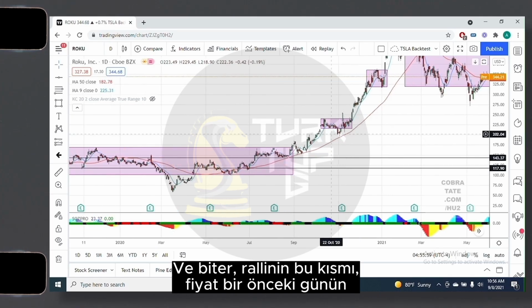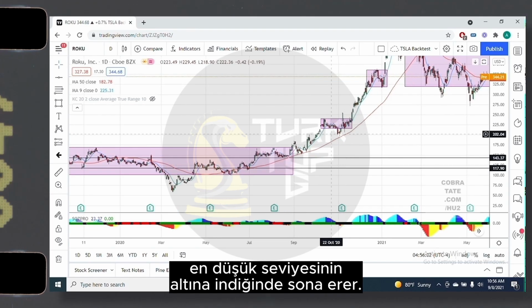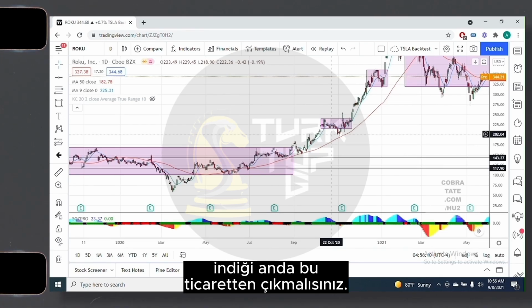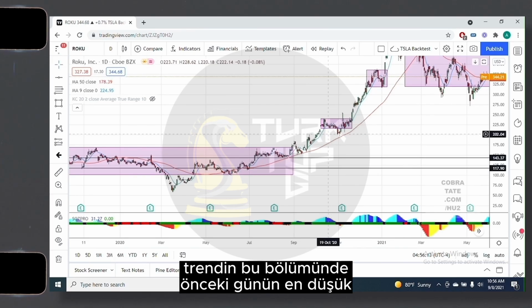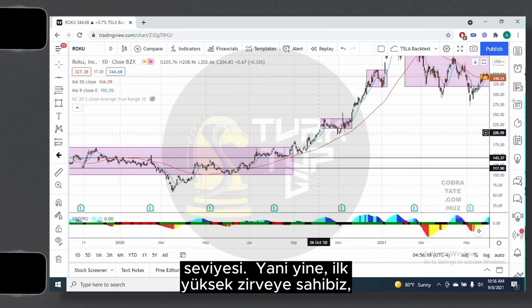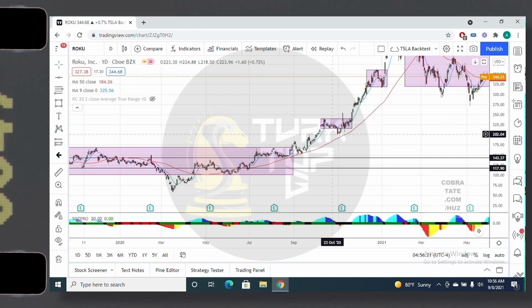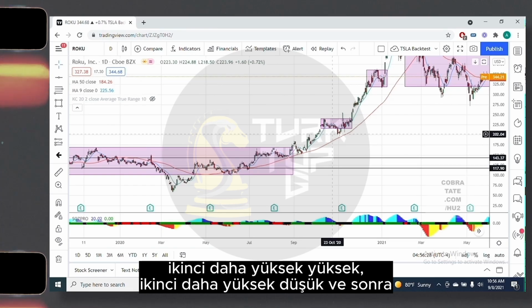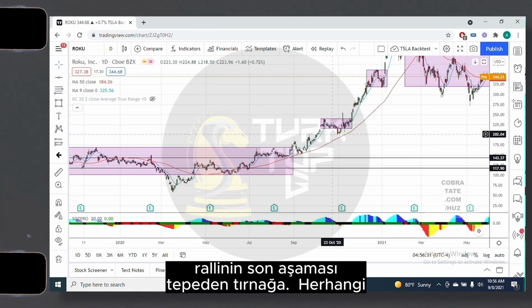And this part of the rally ends when the price moves below the low of the previous day. So you have to pay attention. You should be out of this trade as soon as the price moves below the low of the previous day in this part of the trend. So again, we have the first higher high, a pullback, a first higher low, then a second higher high, second higher low, and then the last phase of the rally is the blow-off top.